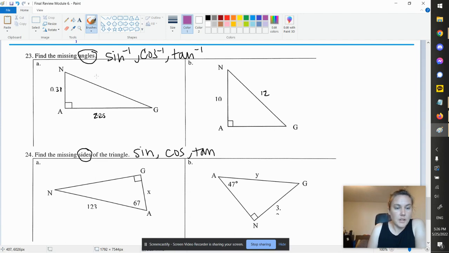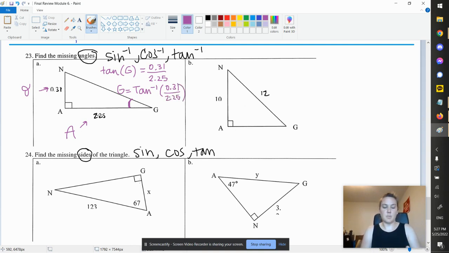All right. If we want, say, this angle, G, I can say that the tangent of angle G is equal to 0.31 divided by 2.25, because this is the opposite and this is the adjacent. In my calculator, what I'm going to do is I'm going to say the angle G is equal to the tangent inverse of this fraction.